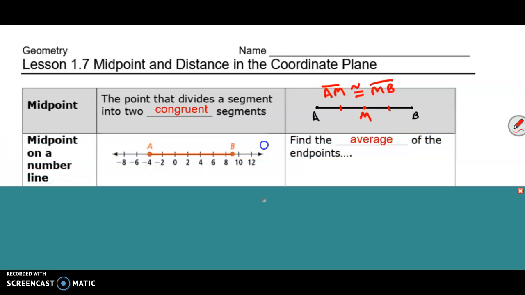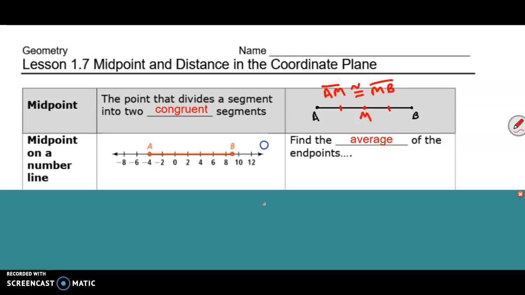So if we want to find the midpoint on a number line, let's say we have segment AB here, and we have the endpoint of A, the coordinate for A is -4. The coordinate for point B is 9. And so the midpoint is going to be halfway in between.